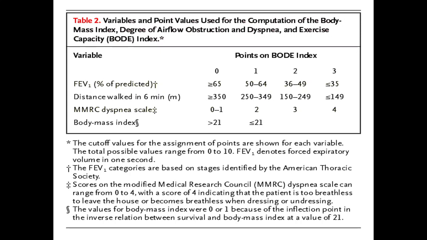And the E is the exercise tolerance, how much they can walk. And we check the 6-minute walking test. If they can walk more than 350 meters in 6 minutes, this is 0. If less than 149 meters in 6 minutes, they get 3 points.